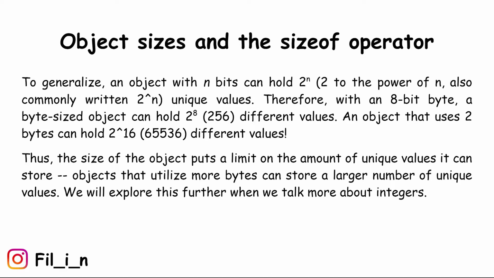= 65,536 different values. Thus, the size of the object puts a limit on the amount of unique values it can store. Objects that utilize more bytes can store a larger number of unique values. We will explore this further when we talk more about integers.